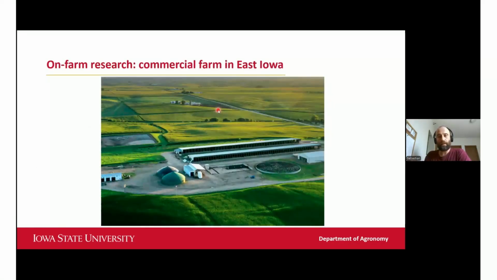But we don't know if we can extrapolate the results from the lab experiments to the farm scale. So this is another study. This is our own farm research in a commercial farm in the east of Iowa. In this picture, you can see the anaerobic digester, these tanks here, and these are the cattle barns and the croplands.